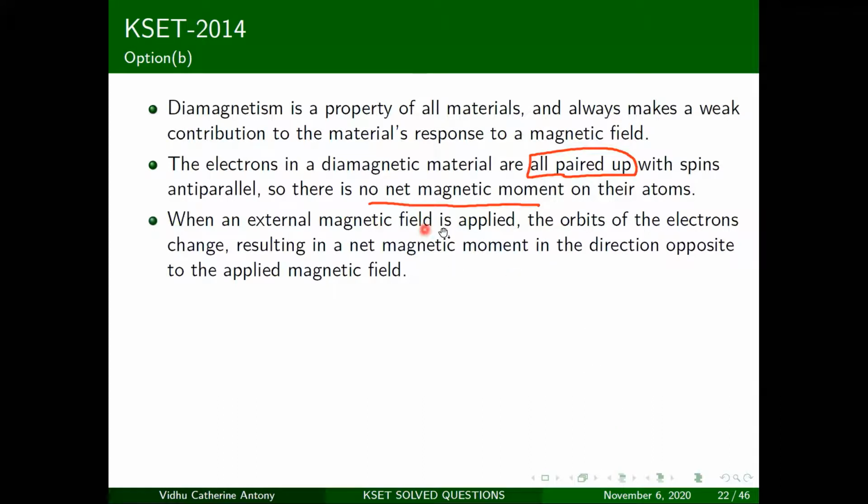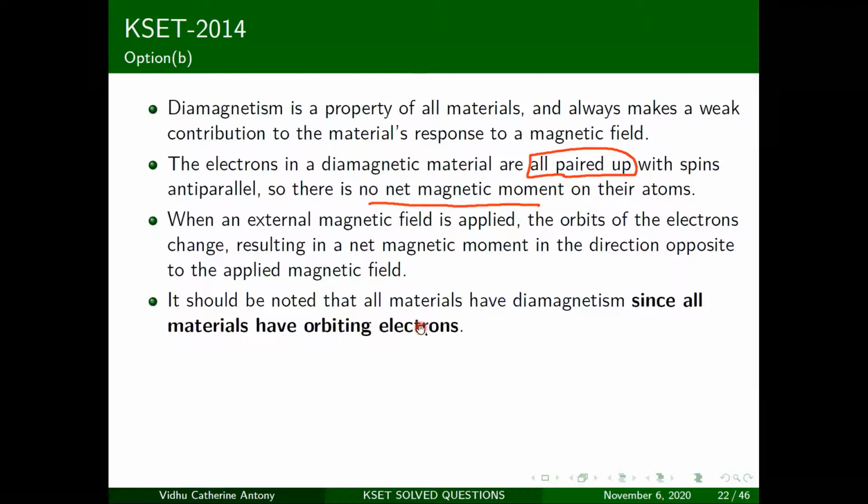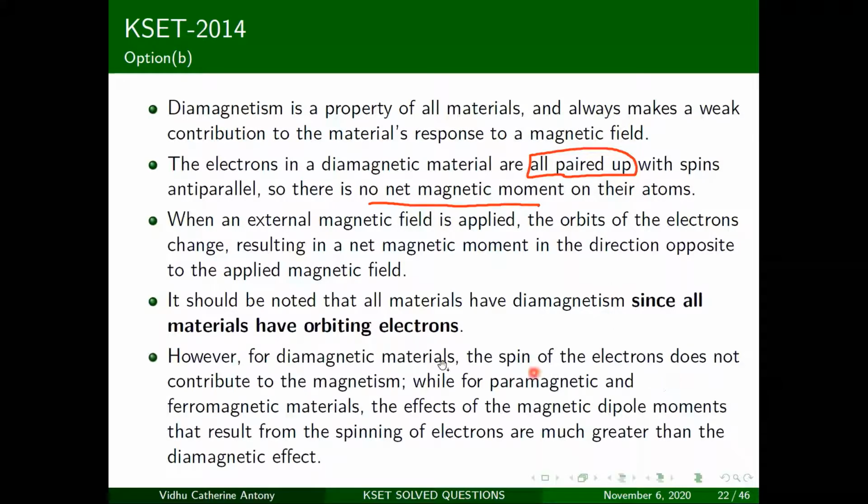When an external magnetic field is applied, the orbits of the electrons change, resulting in a net magnetic moment in the direction opposite to the applied magnetic field. So it should be noted that all materials have diamagnetism since all materials have orbiting electrons. But for your diamagnetic material, the spin of the electron does not contribute to the magnetism. But for your paramagnetic and ferromagnetic materials, the effects of the dipole moments that result from the spinning of the electrons are much greater than your diamagnetic effect.